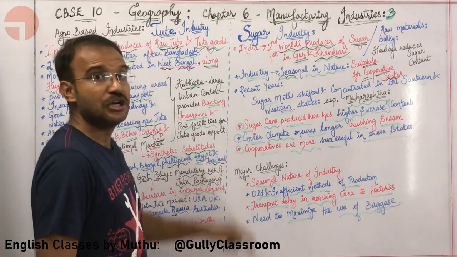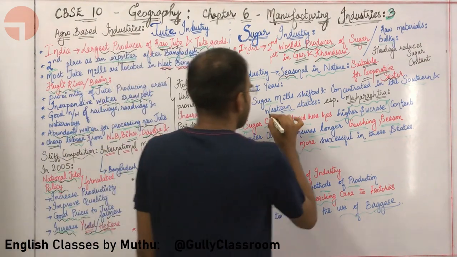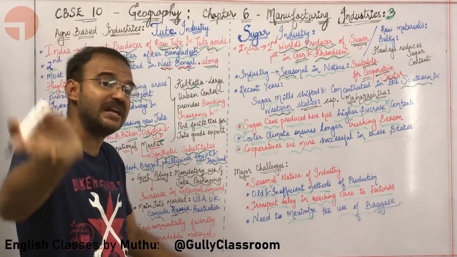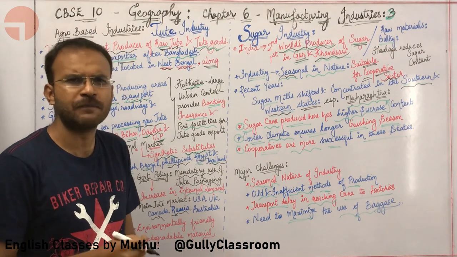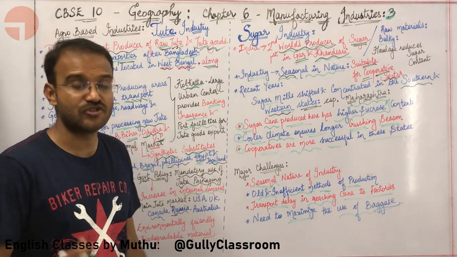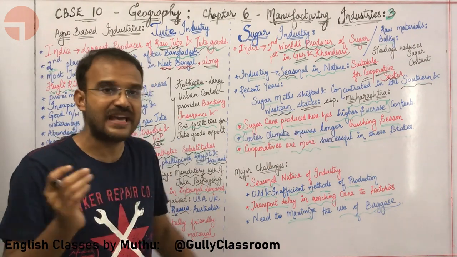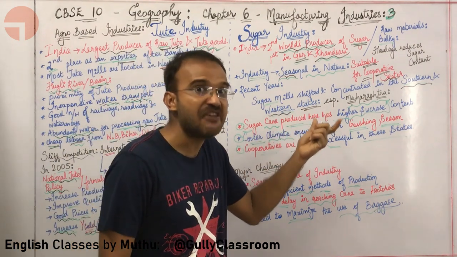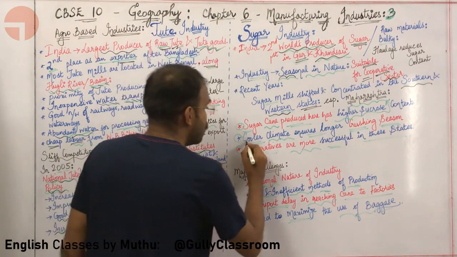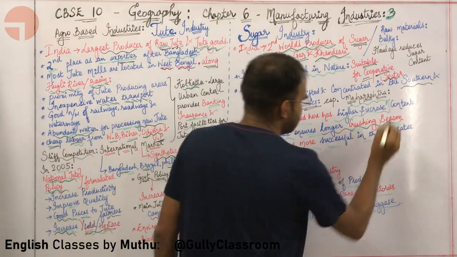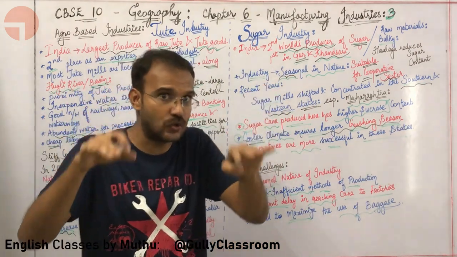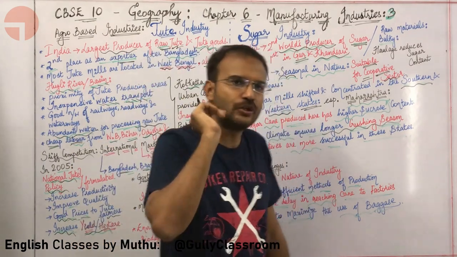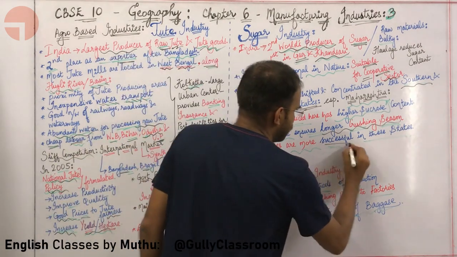In recent years, the sugar industry is slowly shifting and concentrating in the southern and western parts of India, especially Maharashtra. Why is this happening? The sugarcane growing in these areas has a higher sucrose content. Also, they have cooler climates that ensure a longer crushing season. Maharashtra has a cooler climate, so they can crush sugarcane for a longer time, get its juice and process it into sugar. Cooperatives are more successful in these states.